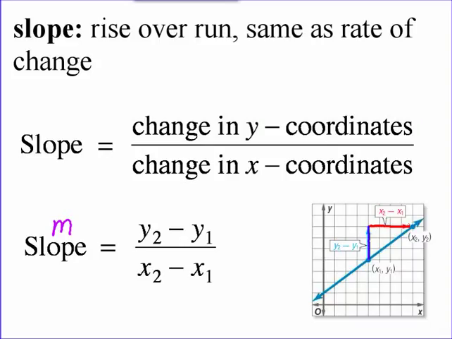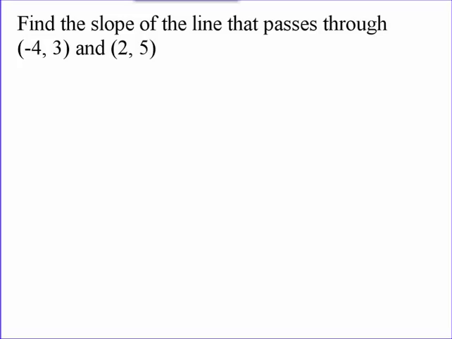Okay, so let's go ahead and look at an example. Find the slope of the line that passes through negative 4, 3, and 2, 5. So you can just write those points down. Negative 4, 3, and 2, 5. This is the exact same thing we got done doing with the rate of change, and you seem to catch on to that rate of change pretty well. So we're looking at negative 4, 3 to 2, 5. So to find the slope, I'm going to do the change in y coordinates first. So in this case, I'm going to take 5 minus 3.